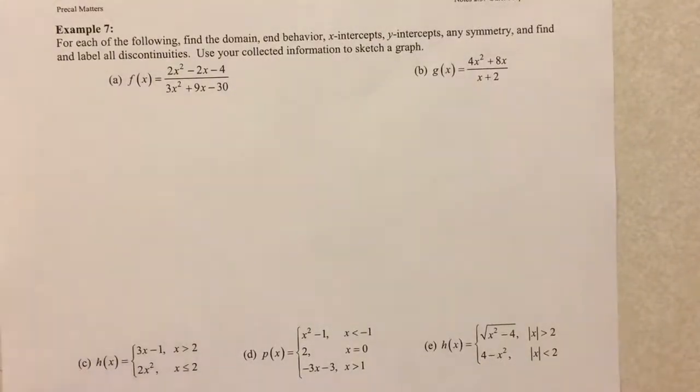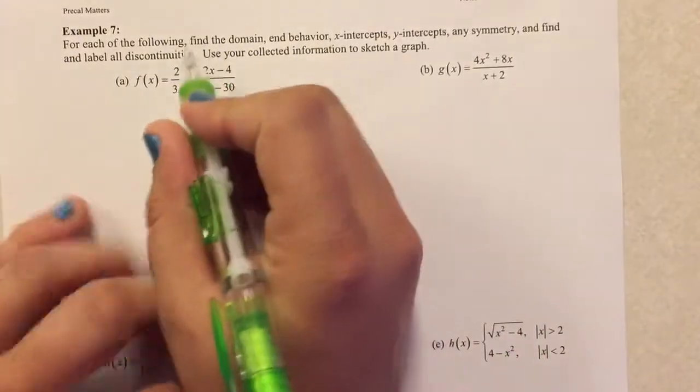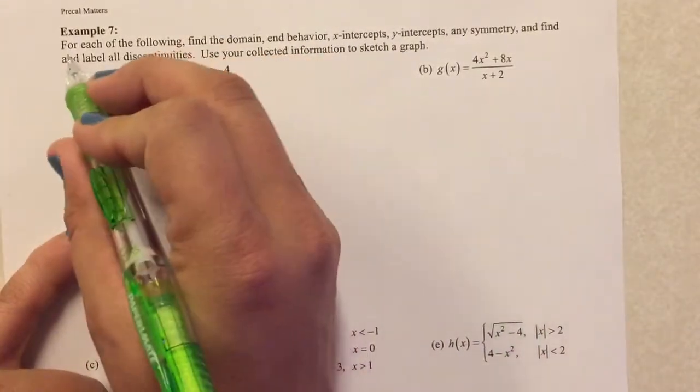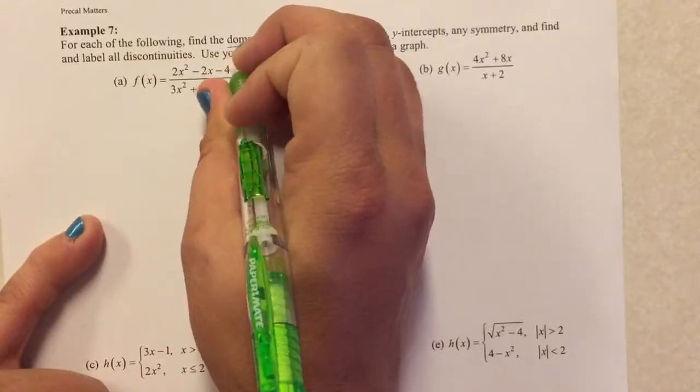For the last section of 2.3, they want us to put together everything that we've already talked about in terms of properties of functions in order to graph a function, okay? So we're gonna go step by step. Let me refresh your memory using the directions. They said for each of the following, they want you to find the domain.